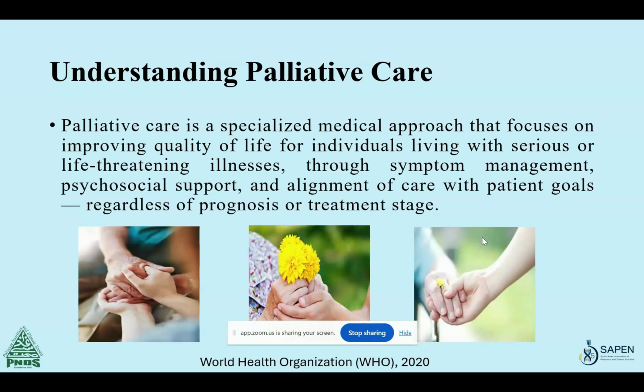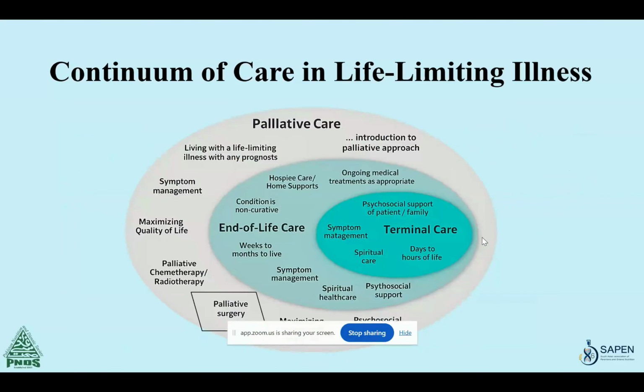We often limit it to oncology care. Of course, it is widely used in oncology care, but it's not limited to it. In palliative care, we manage the symptoms, provide psychosocial support, appropriate nutritional support, and alignment of this care with the patient's goals, regardless of the prognosis or the treatment stage. So palliative care is a much bigger umbrella. End of life care, terminal care, or hospice care are sub-parts of it.